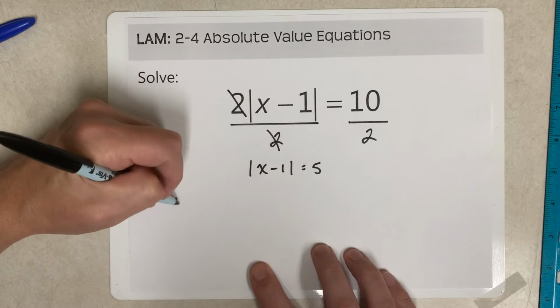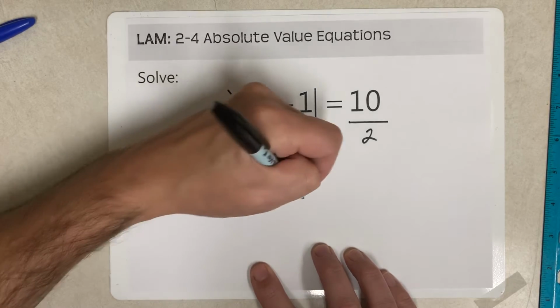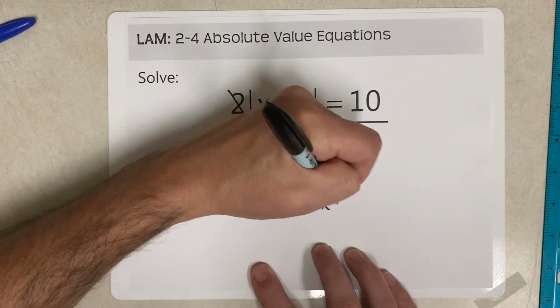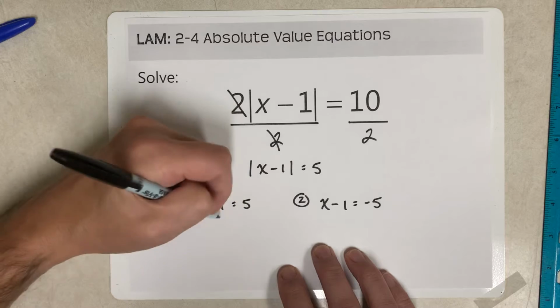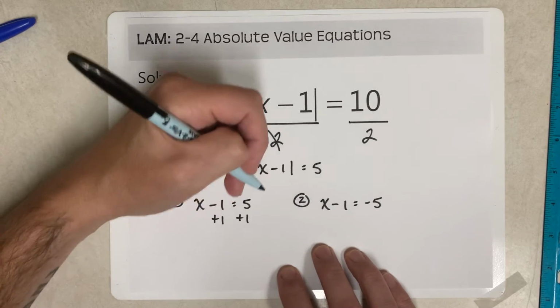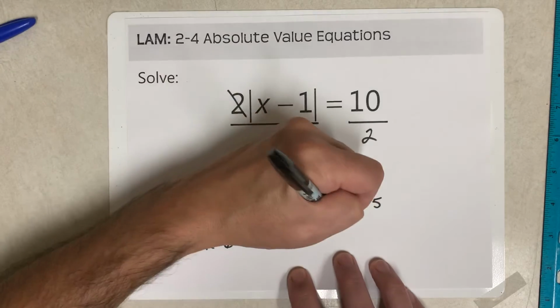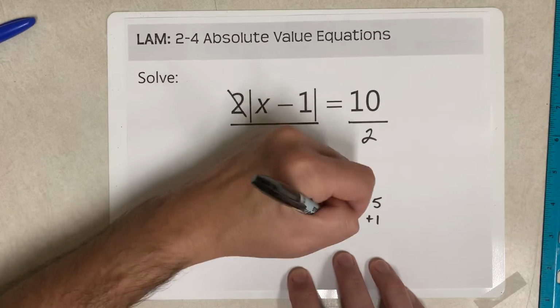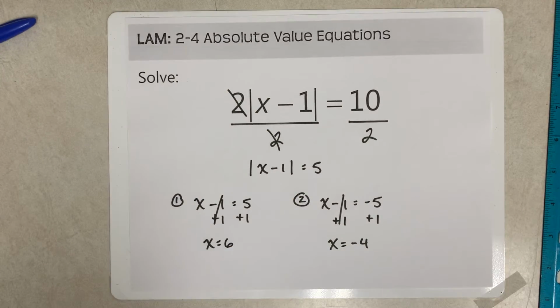So now we still have our two solutions. X minus 1 is equal to 5. And the second one, x minus 1 is equal to negative 5. And we're going to add 1. And so we get x is equal to 6. Add 1, and x is equal to negative 4.